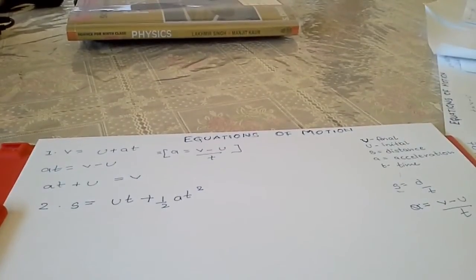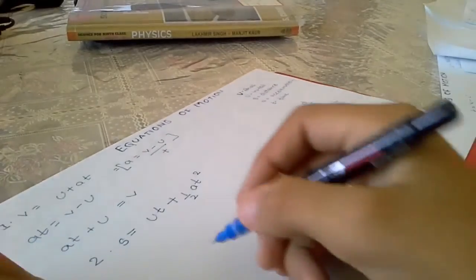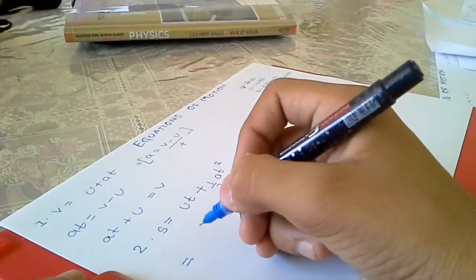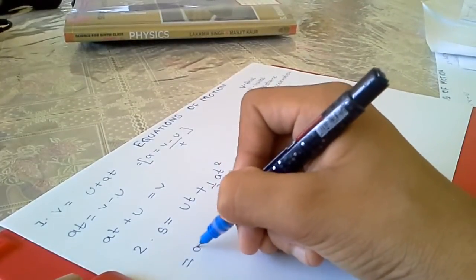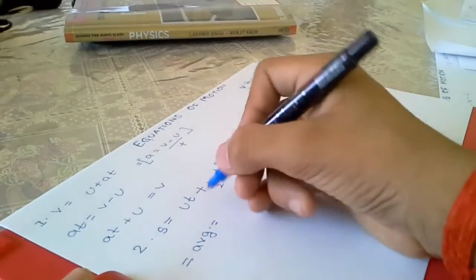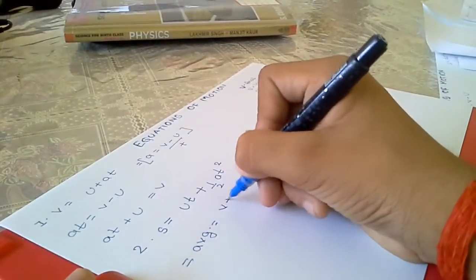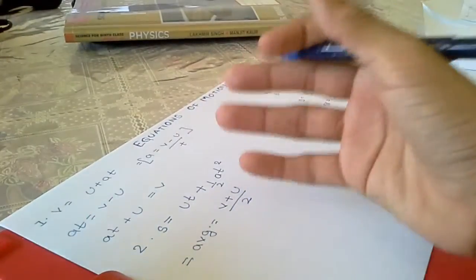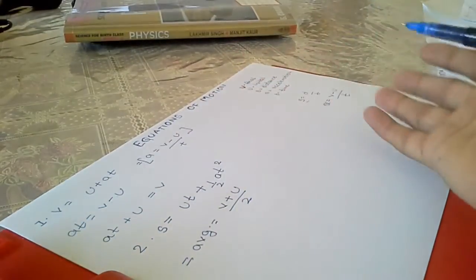Alright, we're back now to derive this equation. So let's go ahead with deriving this. We know that average velocity, I'll write this as AVG because I'm not trying to waste time here, is v plus u by 2, because final plus initial by 2, that's average. You can do that that way also.